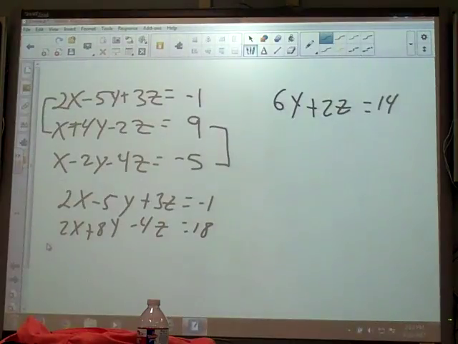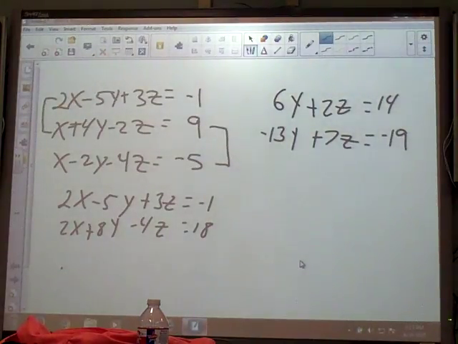Now those two x's are same sign, so we're subtracting again. 2x minus 2x is nothing. He gone. Negative 5y minus 8y is negative 13y. 3z minus negative 4z is 7z. And negative 1 minus 18 is negative 19.